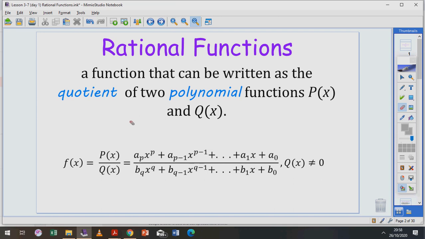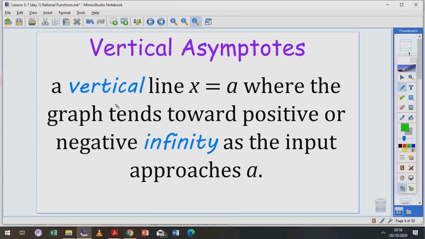So today we'll talk about rational functions, and it's going to be a two-day lesson, but hopefully we can cover it in one. A rational function is simply an expression or a function that can be written as a quotient of two polynomial functions. So it's a quotient in that you have a numerator and a denominator, and the items in the numerator and denominator are both polynomial functions. So that's simply what a rational function is.